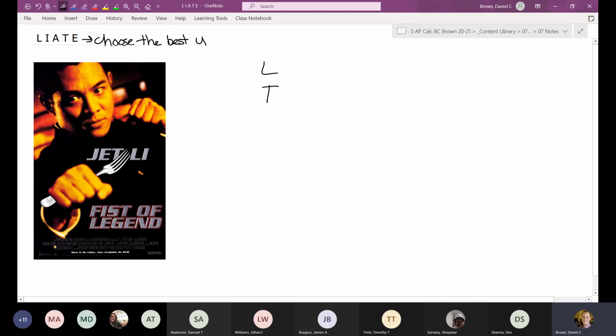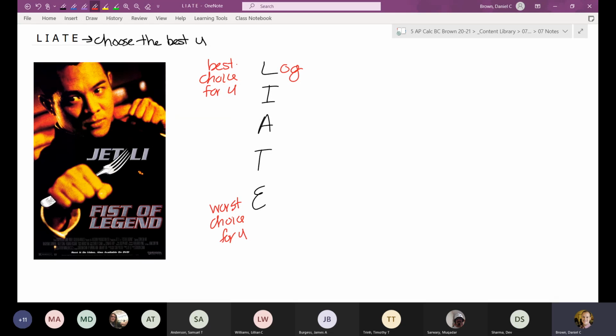And each letter in this made up word represents a type of function, where the L is going to be your best choice for u, and the E is going to be the worst choice for you. The L is going to be any sort of logarithmic function. If you have a log in the integral, you definitely want that to be your u. Inverse trig is going to be the second option you want to choose.